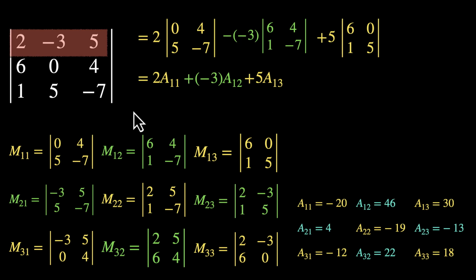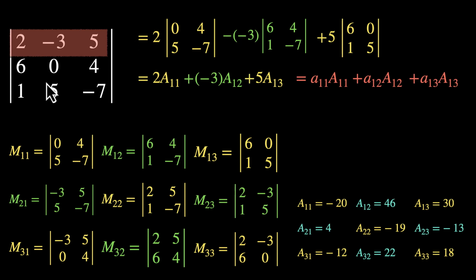And we can even generalize this. 2, minus 3, and 5 are the elements a11, a12, and a13. So we can rewrite this as a11 A11, where small a stands for the element and capital A stands for the cofactor, plus a12 A12, plus a13 A13. Now this is the neat formula for the determinant. We take all the elements of this row and multiply them with their corresponding cofactors, and whatever the sum is, that's going to be the determinant.